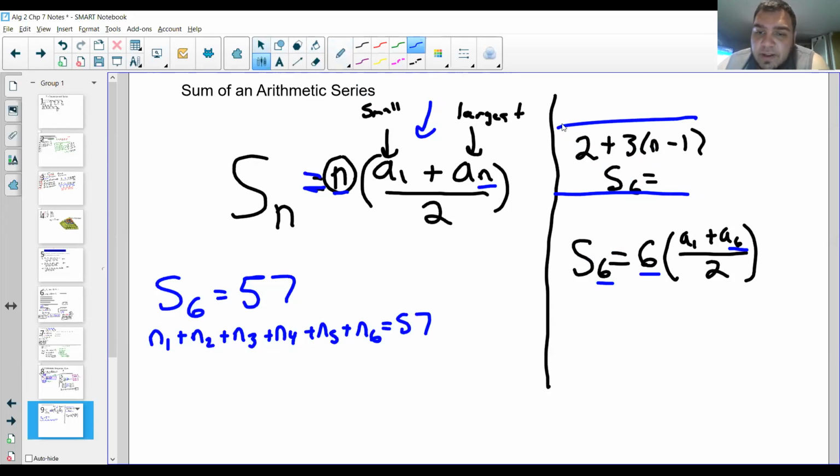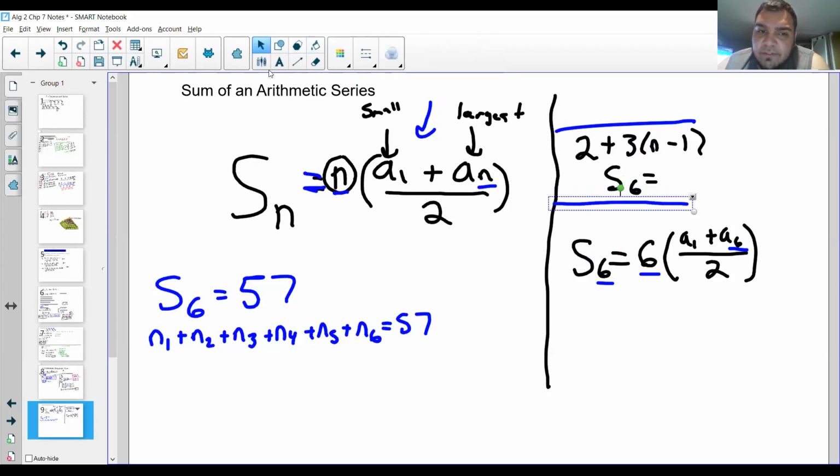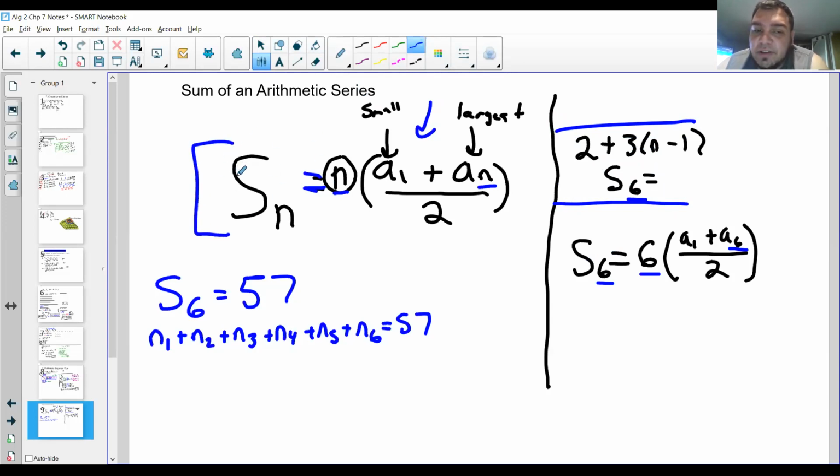Now, where did I get the 6 compared to the 2 and the 3? If in the question I hand you, give me S of 6, give me the sum of the first 6 terms, that's what it's saying. And you're very smart and you studied, you know this equation is S of n. So every n is going to get replaced with a 6. This n gets replaced with a 6, and this n gets replaced with a 6.